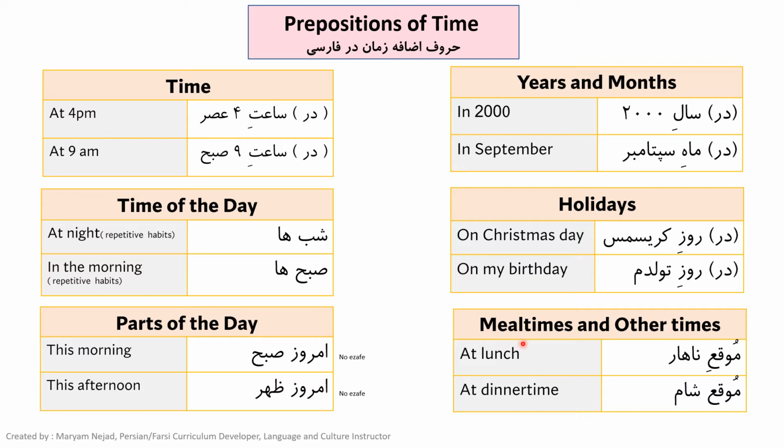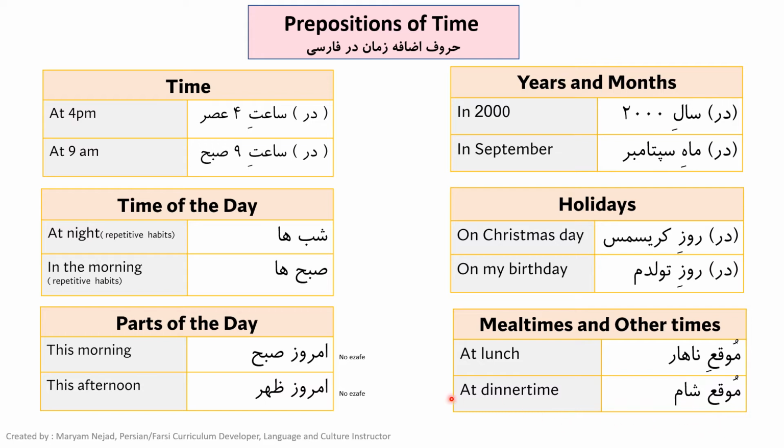And then for meal times and other times, in English the preposition "at" is used. For example, at lunch or at dinner time. In Farsi we use موقع, like موقع نهار or موقع شام. There's another one we also use, هنگام, but هنگام is used in the formal language.